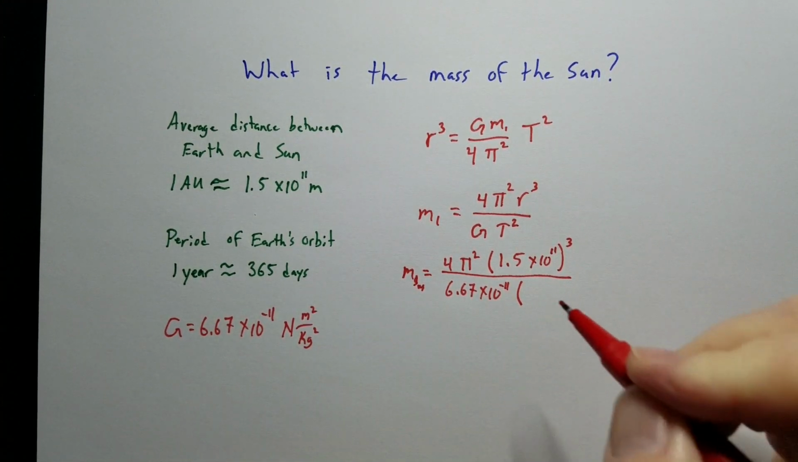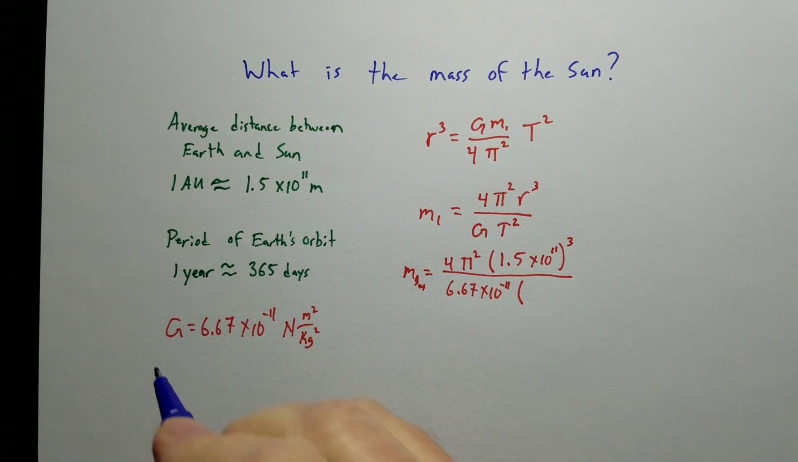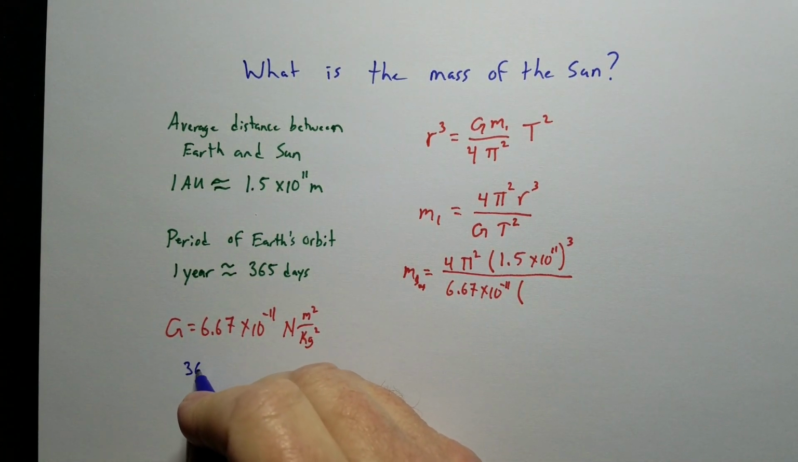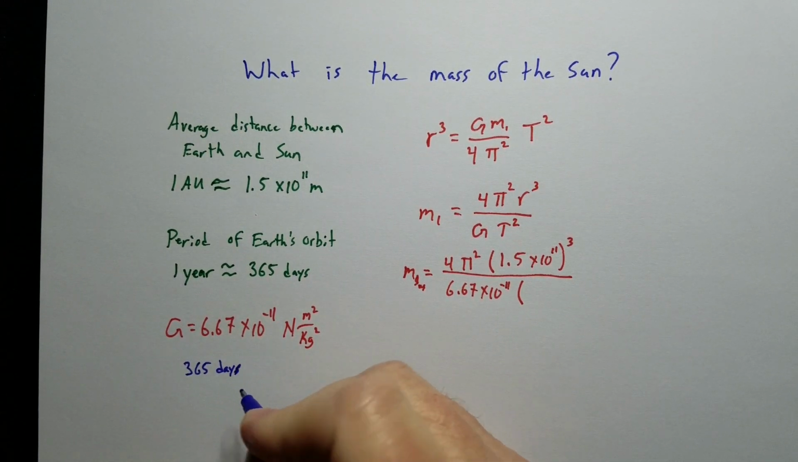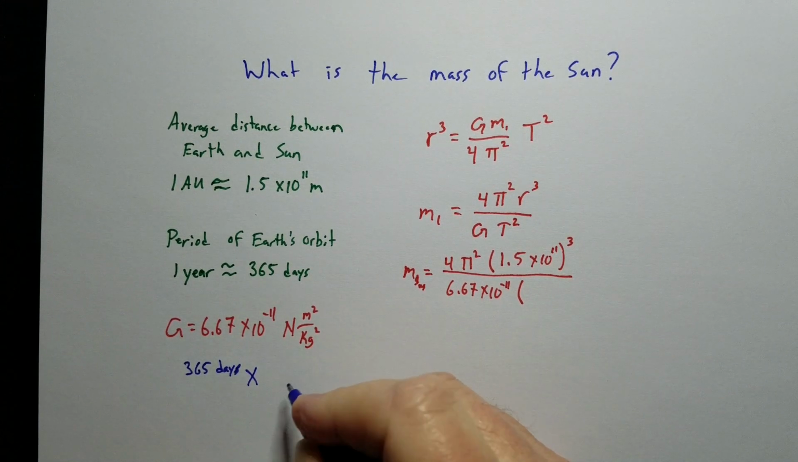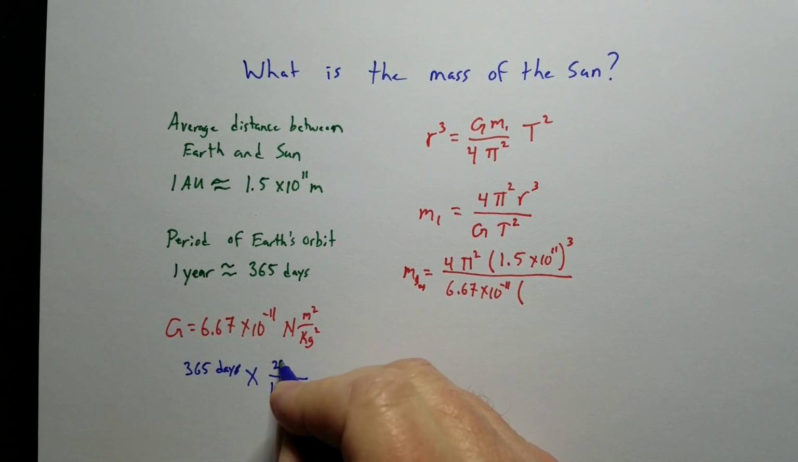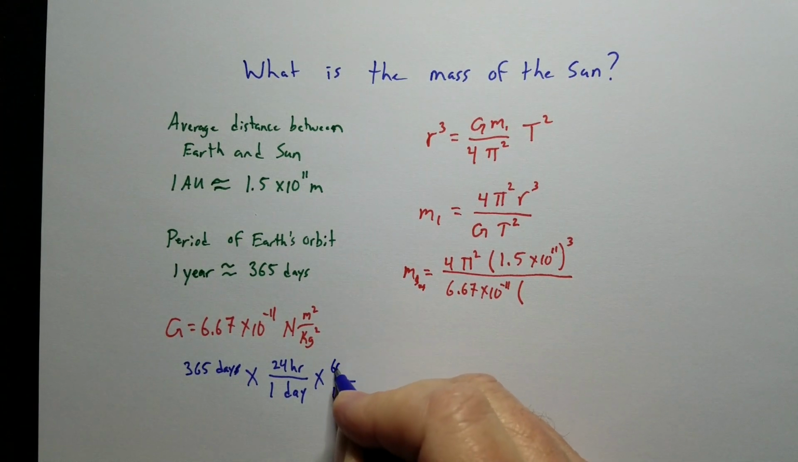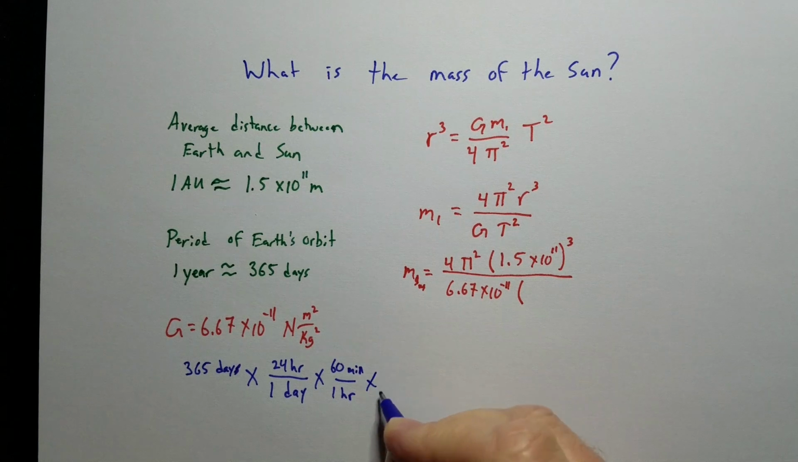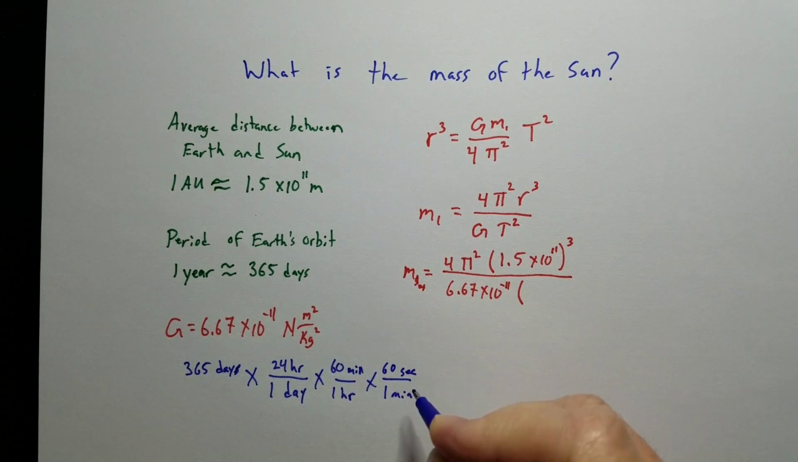But here's the thing about this. We can't use days in there. We actually need to use seconds because we've got to get everything in standard units. So 365 days, which is not exactly, it's 365 and a quarter, but we'll just estimate. One day is 24 hours, and 1 hour is 60 minutes, and 1 minute is 60 seconds.